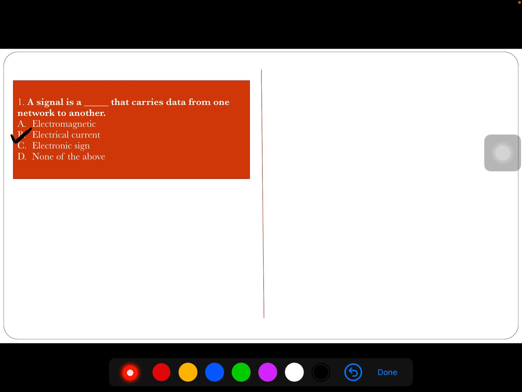The first question is, a signal is a dash that carries data from one network to another. So when a signal travels from transmitter to receiver over the channel, it is in the form of an electrical current. Basically, the signal that carries data from one network to another is an electrical current. So the correct option is B.